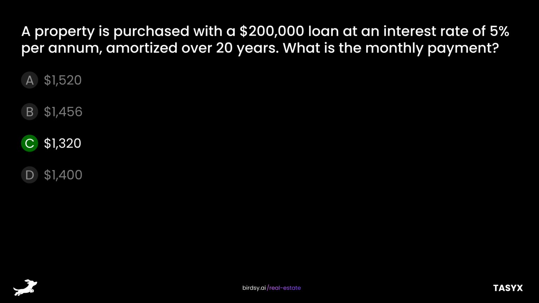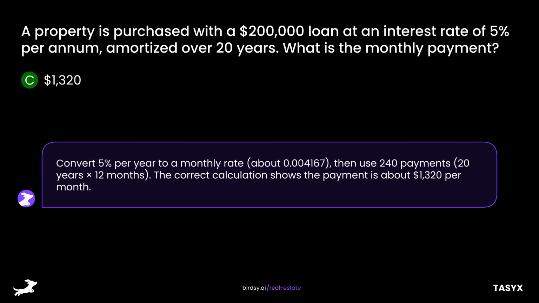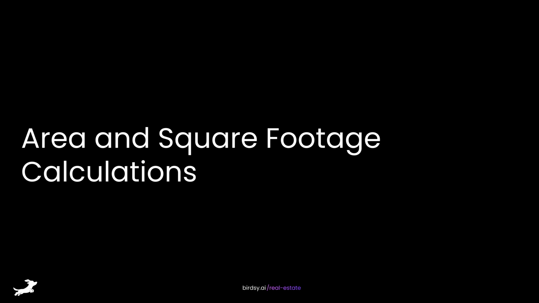$1,320. To convert 5% per year to a monthly rate, 5 divided by 12 equals approximately 0.4167%, or 0.004167 as a decimal. With 240 payments, 20 years times 12 months, the monthly payment is approximately $1,320. Now let's review area and square footage calculations.